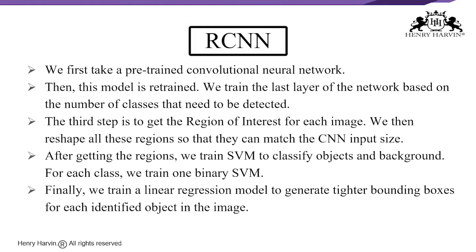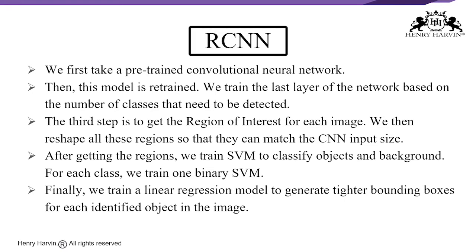So after getting the regions, the third step, just remember, we get the region of interest. After getting these regions, we train an SVM to classify the objects and the background. For each class, we train one binary SVM, right? Finally, we train a linear regression model to generate tighter bounding boxes for each identified object in the image. So let us try to understand in detail.